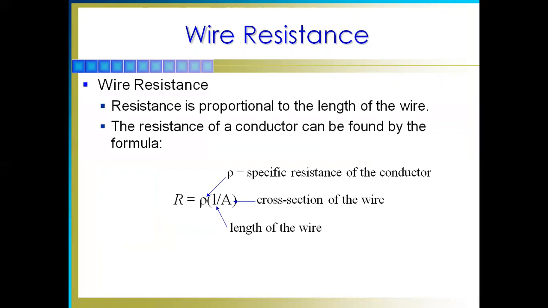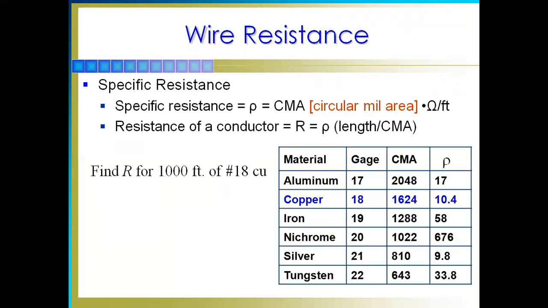The resistance of a wire is proportional to the length of the wire. We have the formula R equals rho L upon A. According to this equation, resistance is always proportional to the length of the wire. The resistance of a conductor can be found by the formula R equal to rho L upon A, where R is the resistance of the wire, rho is the specific resistance of the conductor, L is the length of the wire, and A is the cross-sectional area of the wire or conductor.